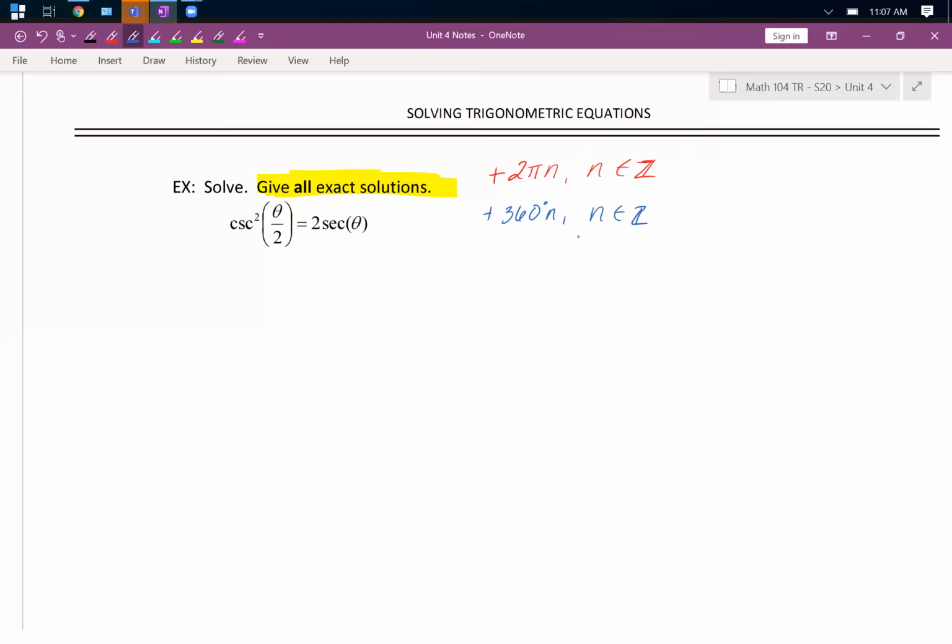I'm sorry, your sound cut out. I didn't hear what you just said. Okay. So we have 2 different arguments, theta over 2 and theta. And anytime we're solving a trig equation, we like to get it in terms of the same trig function and the same argument. To transform theta over 2 into theta, we need a half angle formula, but we don't have a half angle formula for cosecant. So what do you think we should do first?